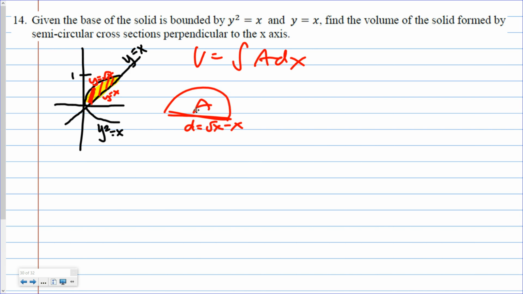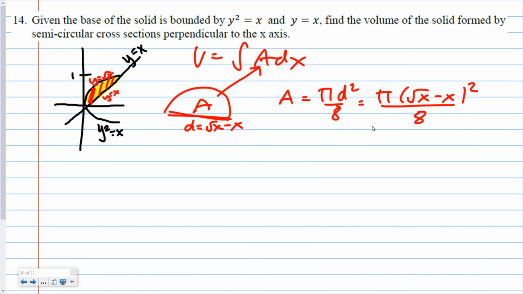What's the area of this semicircle? Because that's the area I'm going to plug in right there. The area formula is pi d squared over 8. That's going to be pi times square root of x minus x, squared, over 8. And then I just plug this area right into this formula. So volume equals, I'm going to pull out the pi over 8 just to make it a little bit simpler looking. And this will be the integral of square root of x minus x, squared, dx. Okay, and that's your formula.